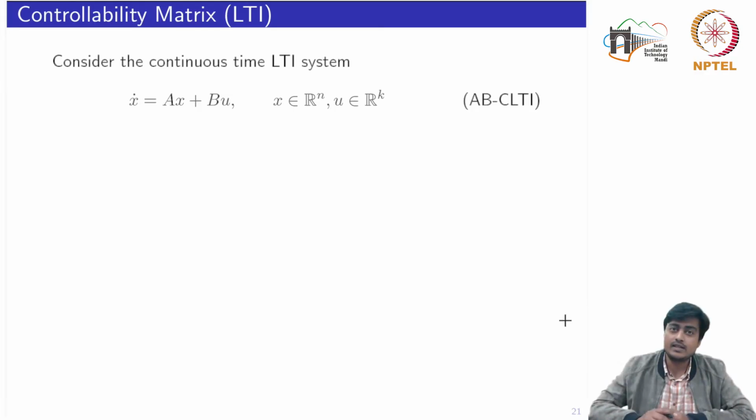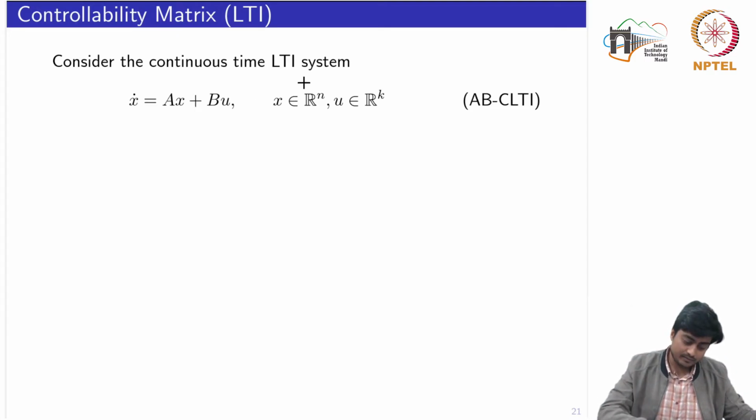So now we shall see the results for the LTI system. So for the LTI system, as the title of the slide says, the controllability matrix. So we are going to define a controllability matrix and construct some subspace out of that controllability matrix. And then we'll try to compute the reachable subspace and the controllable subspace.